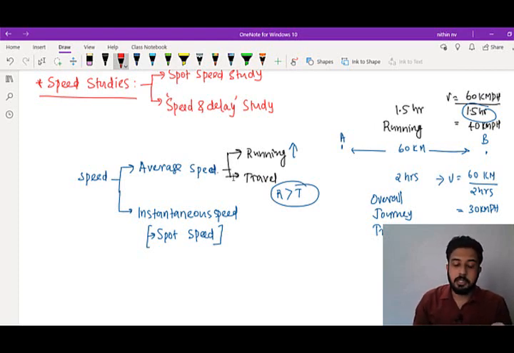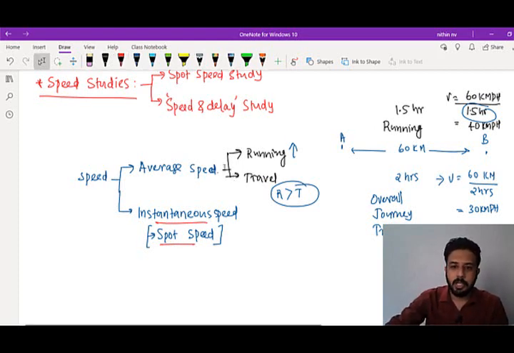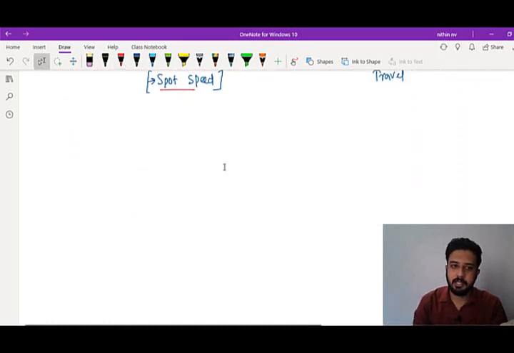If you want to do accident analysis, if you want to make different traffic control measures, if you want to calculate capacity studies, everywhere spot speed is very, very important. We are going to see in detail what the spot speed study is, very important for competitive exams. So this word you should remember. What is spot speed? It is the instantaneous speed of a particular vehicle.